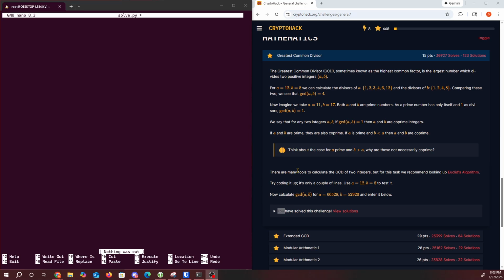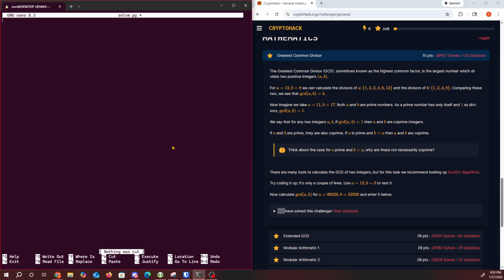There are many tools to calculate the GCD of two integers, but for this task we recommend looking up the Euclid algorithm and trying to code it up. It only takes a couple of lines, using a equals 12, b equals 8 to test it. And now we calculate the GCD of a and b equals 66528 and 52,920 and enter it below.